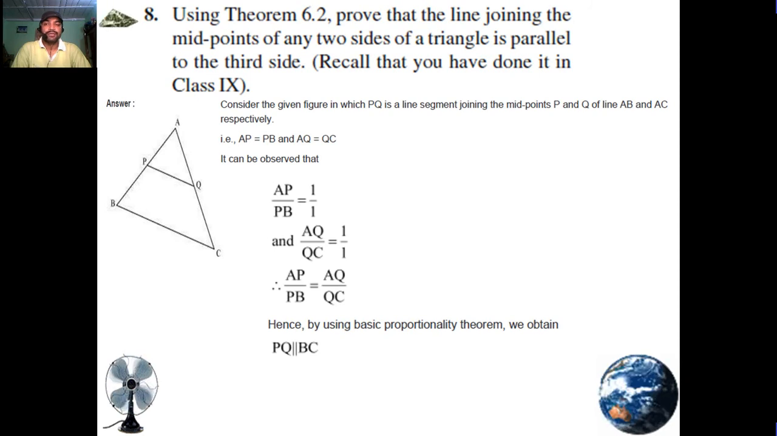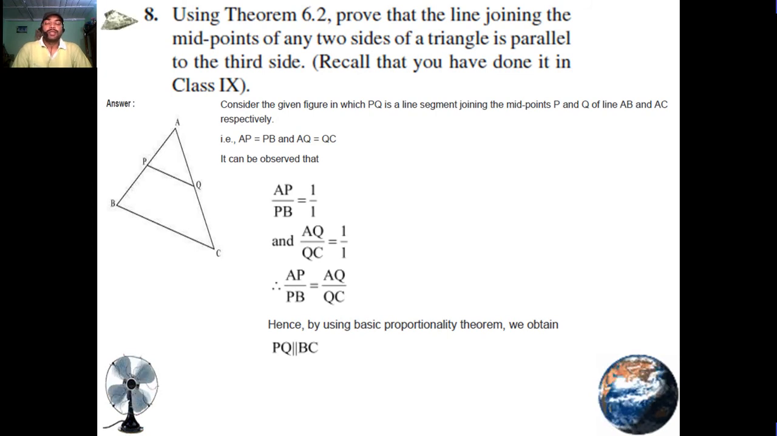Question number 8. Using theorem 6.2, prove that the line joining the midpoints of any two sides of a triangle is parallel to the third side. Recall that you have done it in class 9th. Consider the given figure in which PQ is the line segment joining the midpoints P and Q of lines AB and AC respectively. AP is equal to PB and AQ is equal to QC.